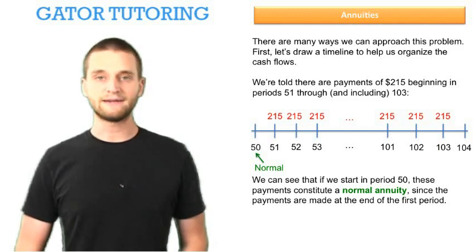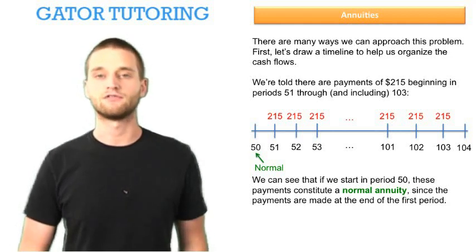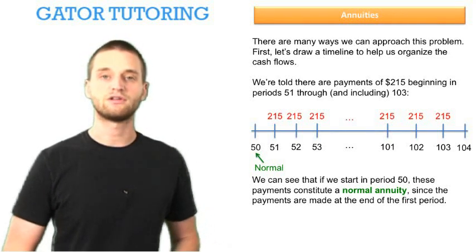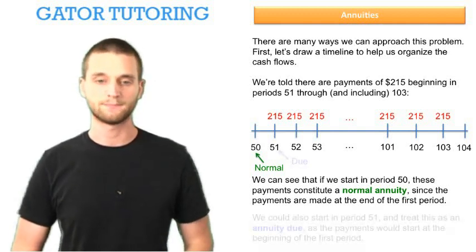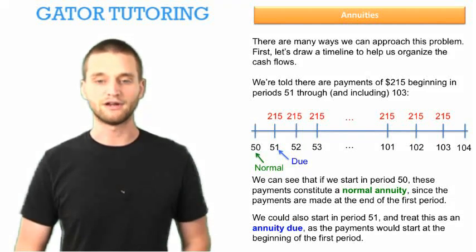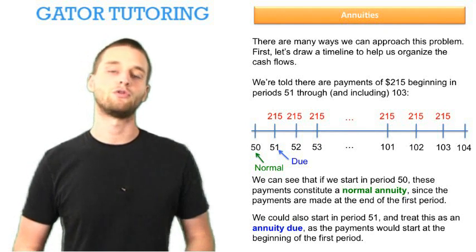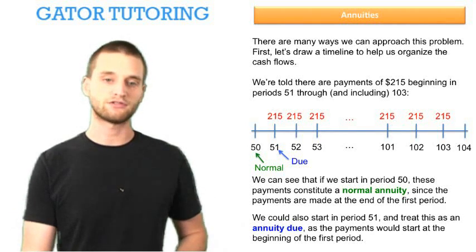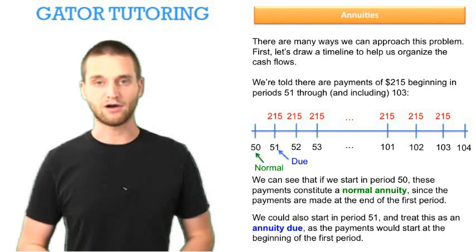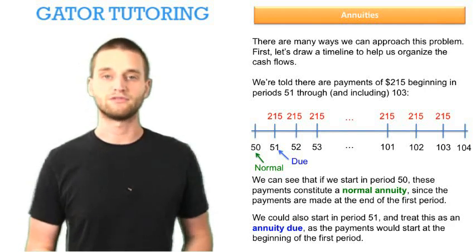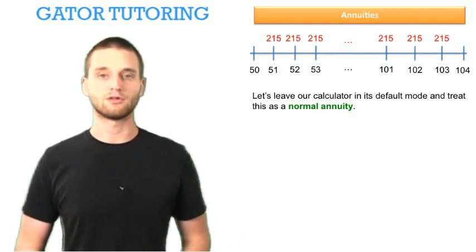We can see that if we start in period 50, these payments constitute a normal annuity, since the payments are made at the end of the first period. So if we were to consider period 50 the present, all of those payments, all the $215, we would treat that as a normal annuity. We could also start in period 51 and treat this as an annuity due, as the payments would start at the beginning of the first period. So a normal annuity, the payments begin one period from the present, so that's if we're standing at period 50. An annuity due, the payments begin right now at the present, and that's if we're standing at period 51 as the present. Let's leave our calculator in its default mode and treat this as a normal annuity.